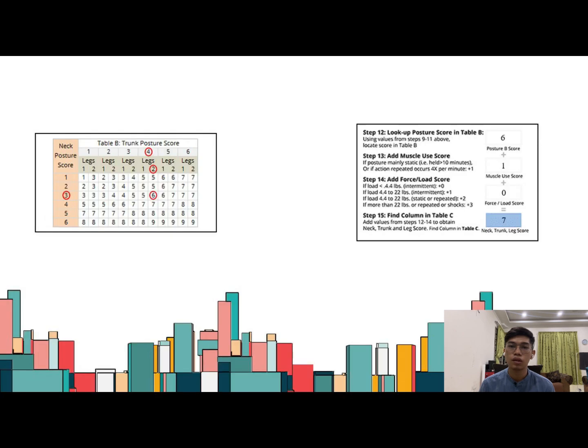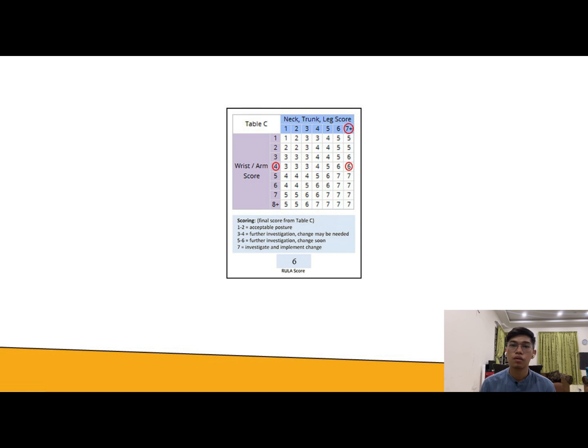For table B, we can see the score is 6. In step 13, the posture is mainly static, so it will be 6 plus 1. For the neck, trunk and leg score, it will be 7. We can see at table C, the score is 6, so the RULA score is 6.